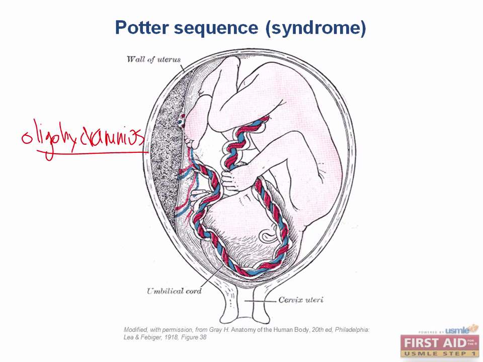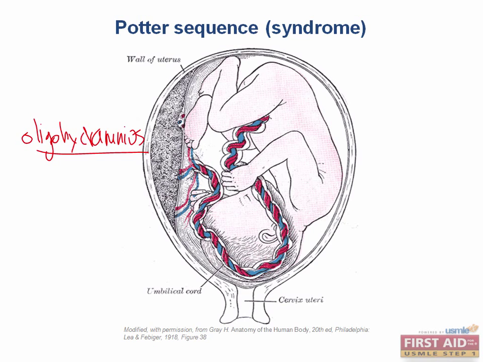Autosomal recessive polycystic kidney disease, posterior urethral valves, and bilateral renal agenesis. So what's the common theme among all these conditions? Correct. The inability of the fetus to produce urine, which leads to oligohydramnios.